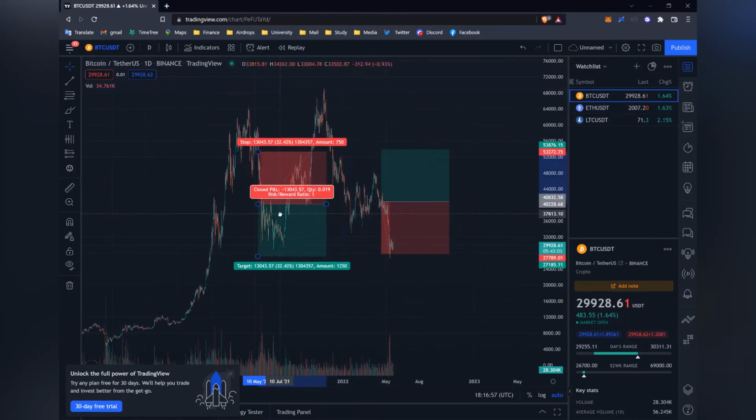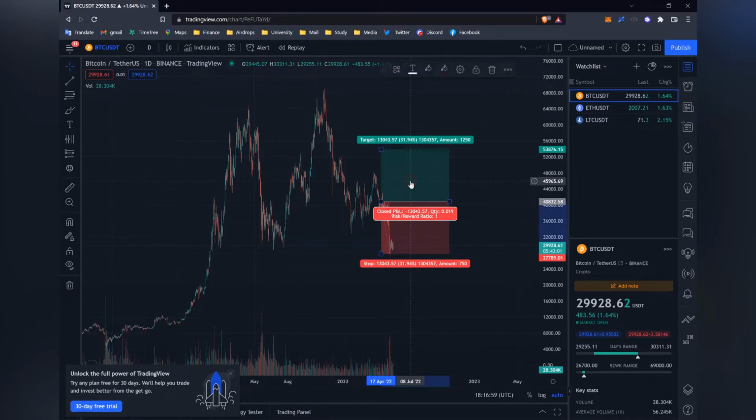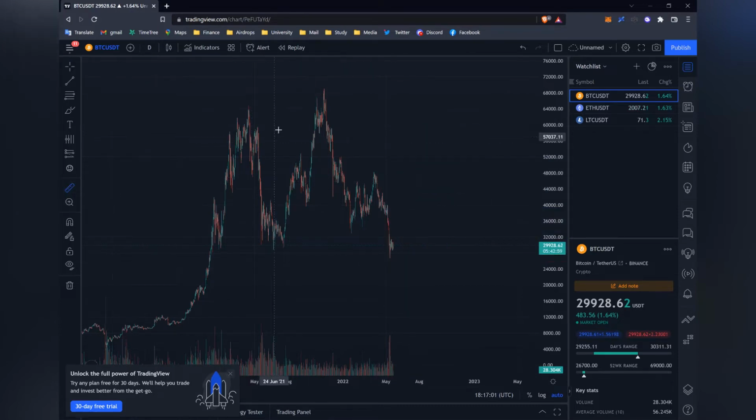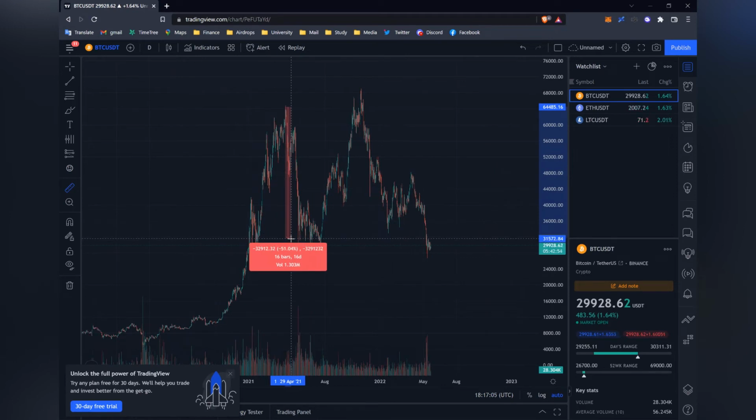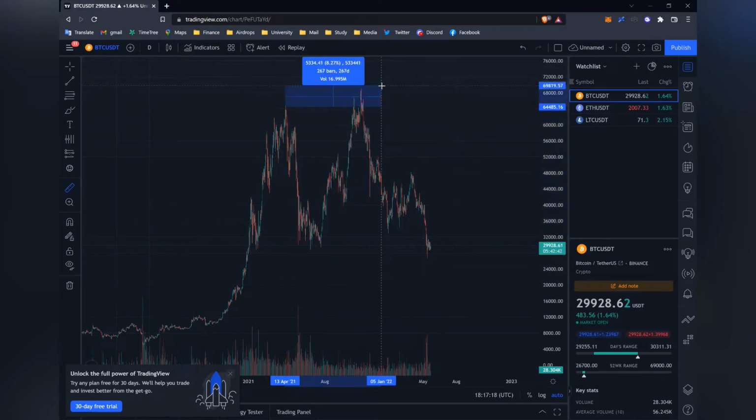Here is your ruler. The ruler shows how much change there is between two candles or any place you want in the trend, whether it is a profit. For example, here when I draw it, it shows me a 51% decrease, or here an 8% increase.